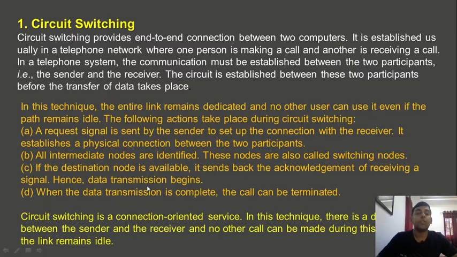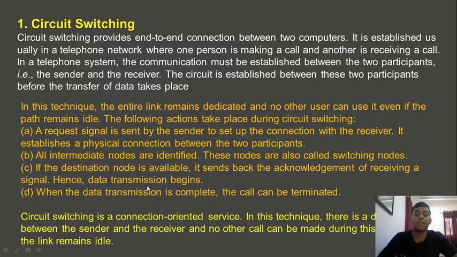Circuit switching provides an end-to-end connection between two computers. It is established usually in a telephone network, where one person is making a call and another one is receiving a call. The circuit is established between the sender and the receiver before the transfer of data takes place. The entire link remains dedicated, and no other user can use it even if the path remains idle.